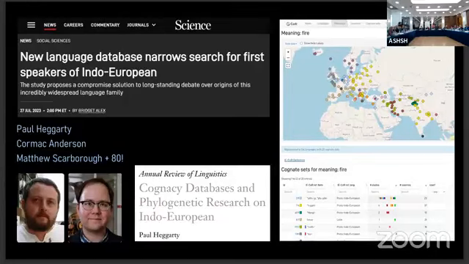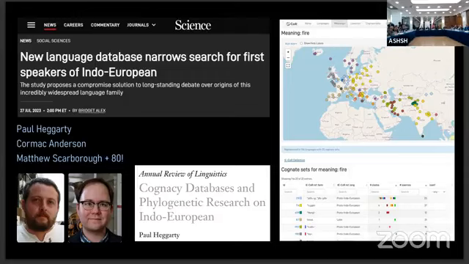When this appeared in Science, there was a news article within Science itself, and I quite liked the title and the line they took, which was that a new language database narrows the search for the first speakers of Indo-European. I like it firstly because the database was a huge amount of work, and we have several of the contributors for Albanian. Two of them are here. It took us many years.